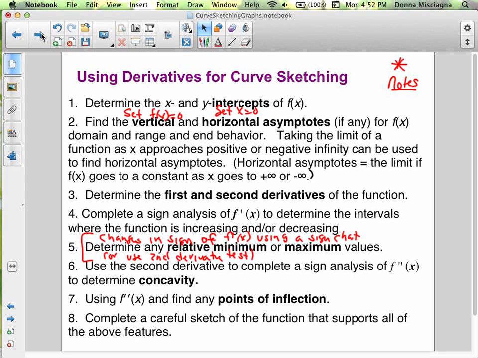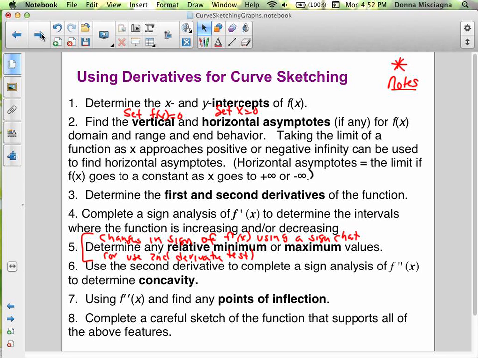So you can either look for changes in sign for the first derivative using the sign chart, or you can use the second derivative test. With the second derivative test, you plug in the critical points into the second derivative. If it's positive, it's a relative min. If it's negative, it's a relative max.